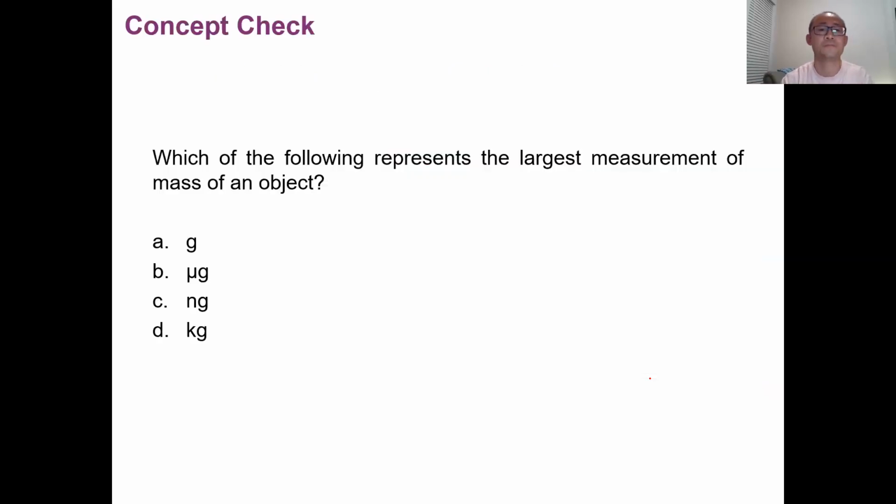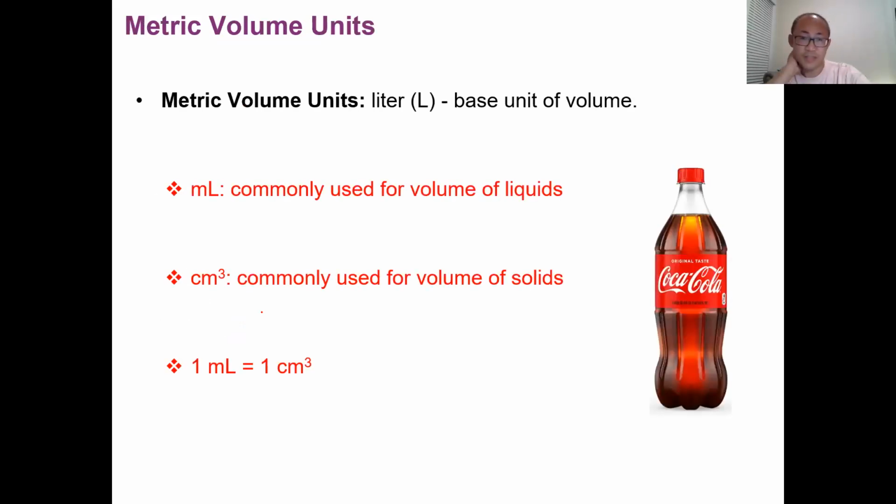For example, the quick concept check asks you, which of the following represents the largest measurement? Among these grams, you can see that these are all gram related: gram, microgram, nanogram, kilogram. First, it's basically asking which one of the prefixes is the largest. Among these prefixes, the largest, of course, is the kilogram. The K stands for what? 1,000.